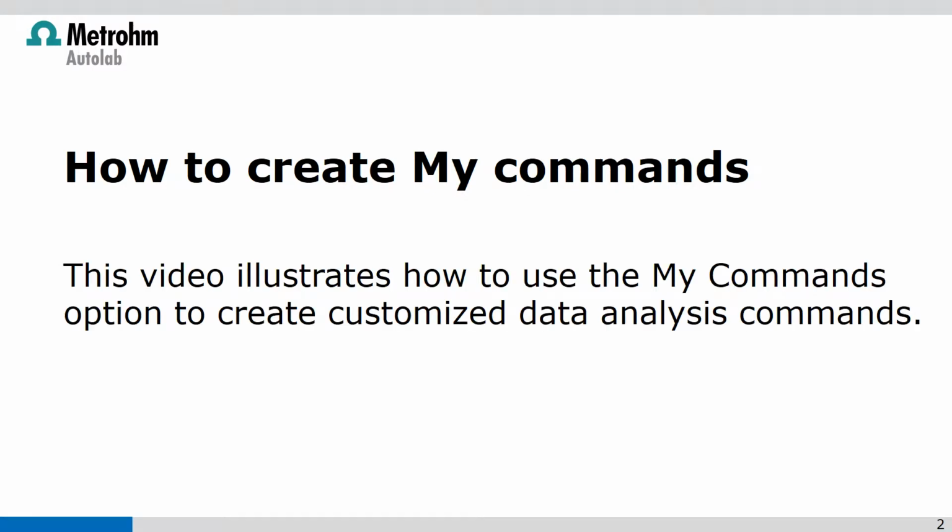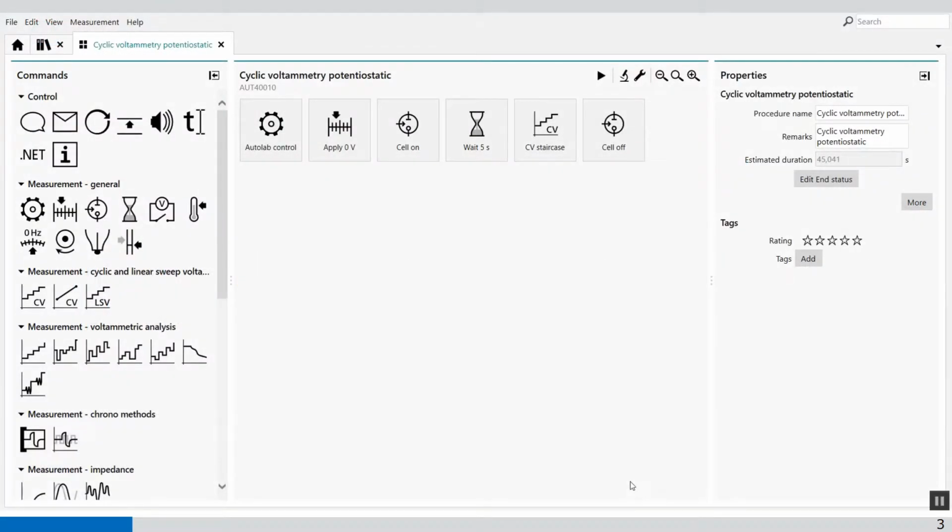In this video, I'm going to illustrate how to use the My Commands option to create customized data analysis commands. Welcome to the Nova software. This video illustrates how to use the My Commands option to create customized data analysis commands. The Smooth tool will be used to smooth the data provided by the cyclic voltammetry potentiostatic measurement. The derivative analysis tool will then be used to calculate the first derivative of the smoothed data.